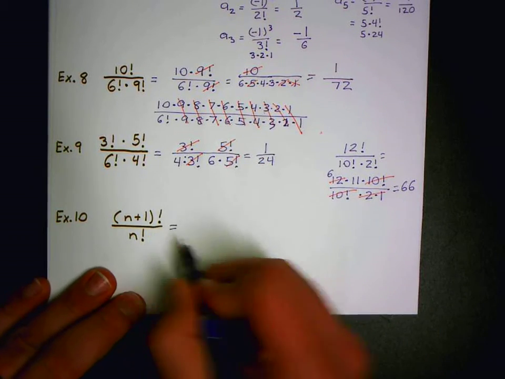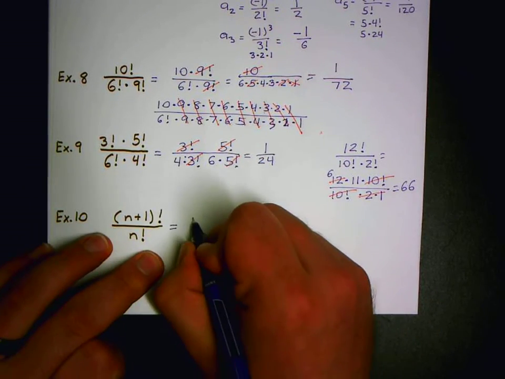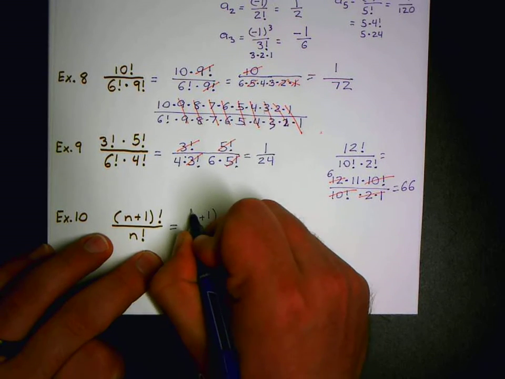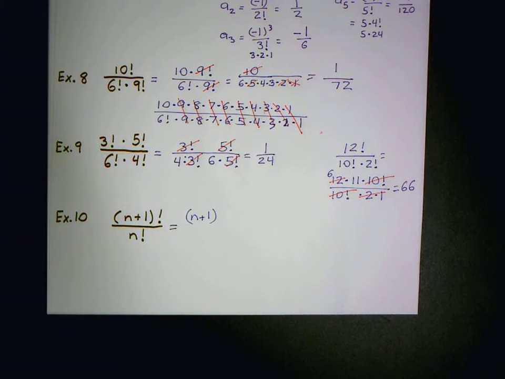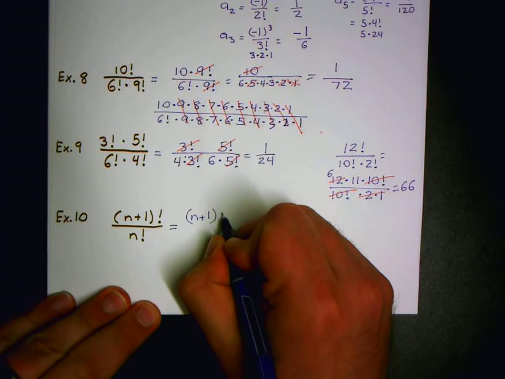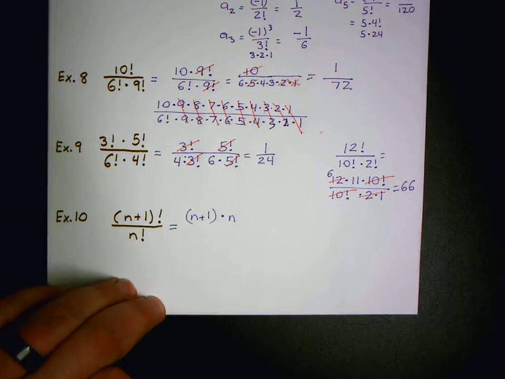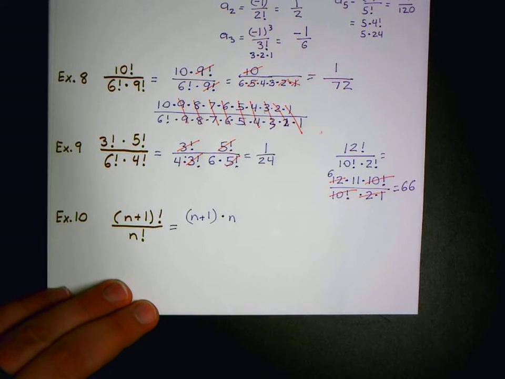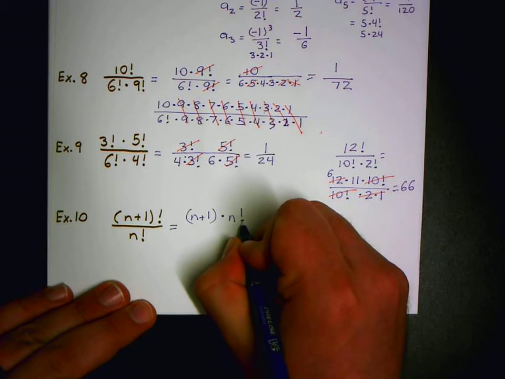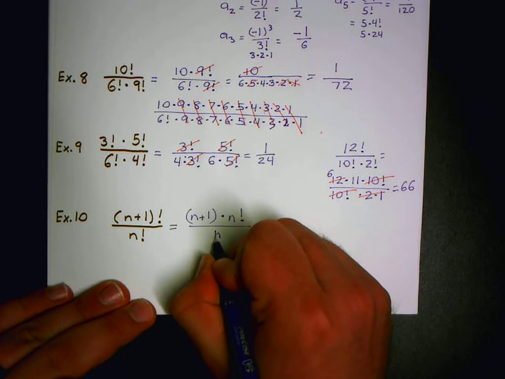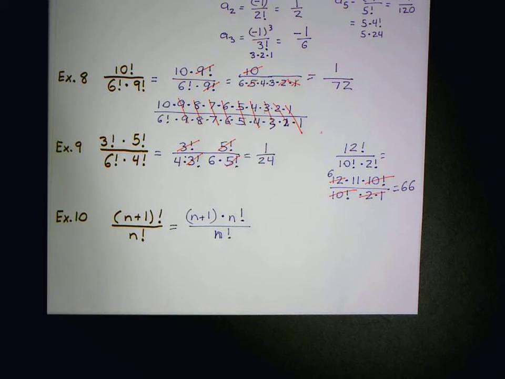Okay, this one, if I take n plus 1 and I start writing this out as a pattern, what's the next thing below n plus 1? n, because each time we subtract 1, right? So this would be n plus 1 times n times n minus 1 times n minus 2 times n minus 3 times n minus 4. So it's n factorial. But I'm just going to stop there because I have an n factorial on the bottom.